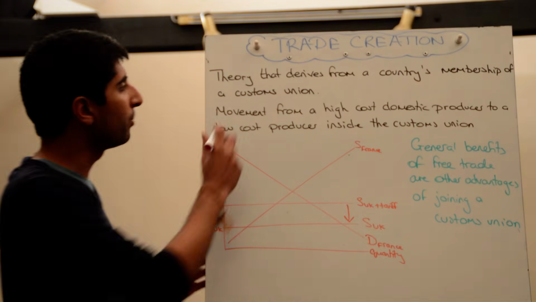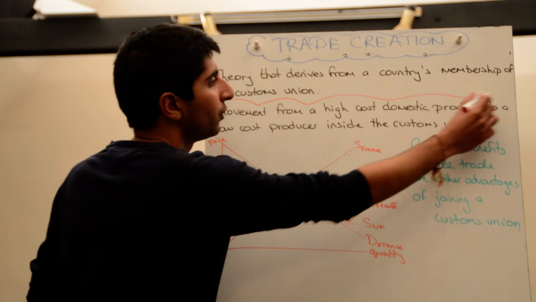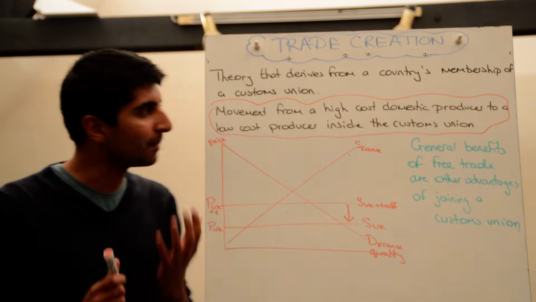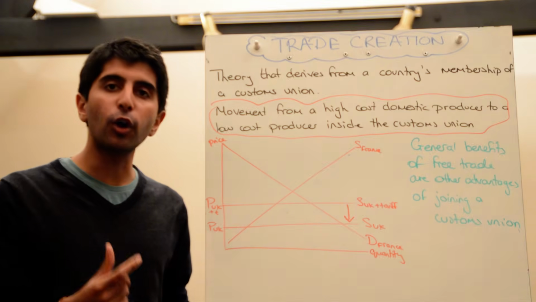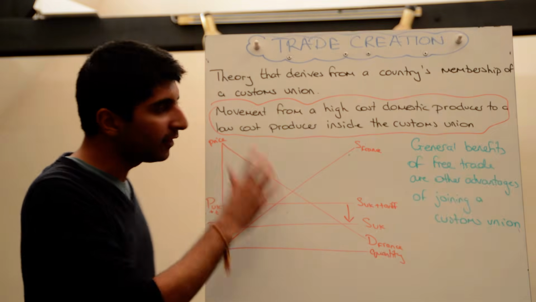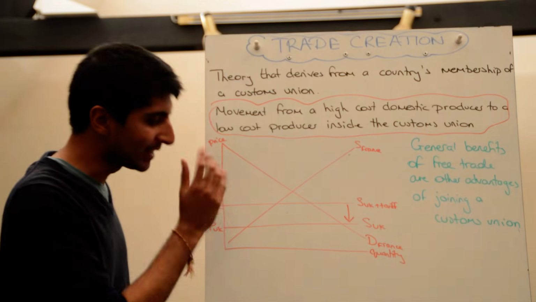This is a very important definition of trade creation. It is the movement from a high-cost domestic producer to a low-cost producer within the customs union. The best way to look at trade creation is to look at a diagram of it.